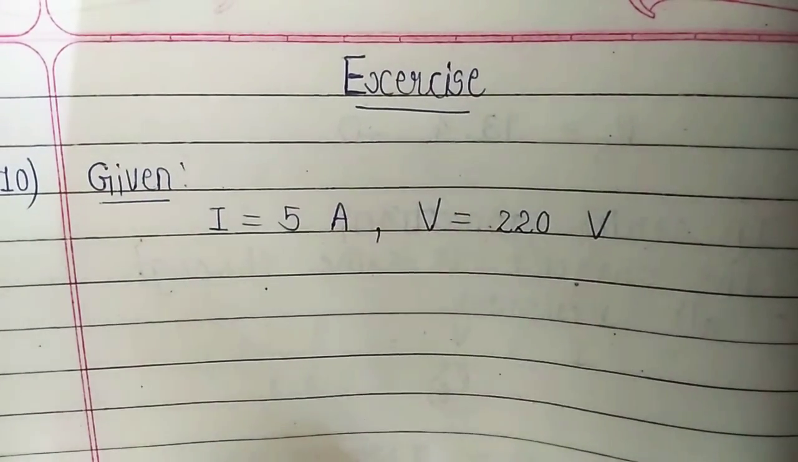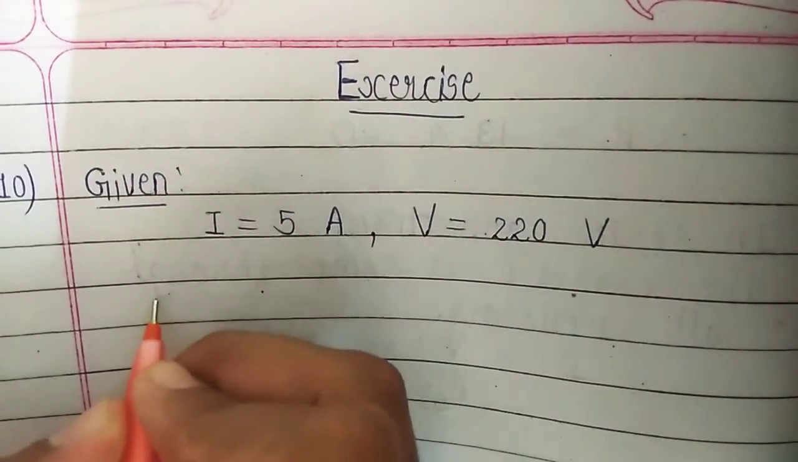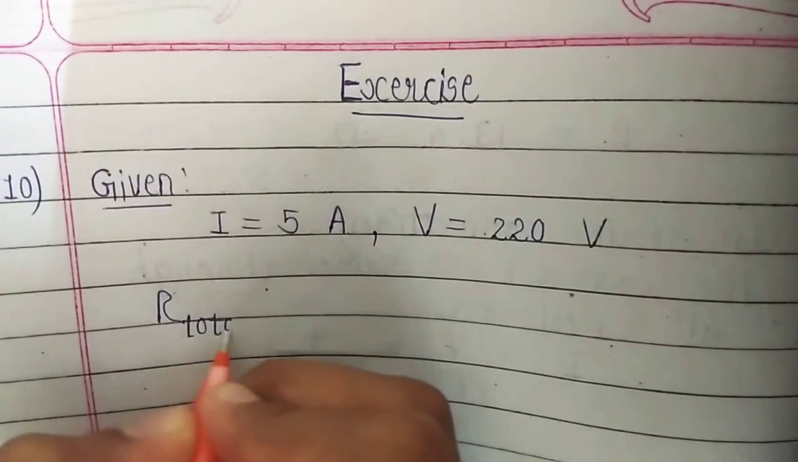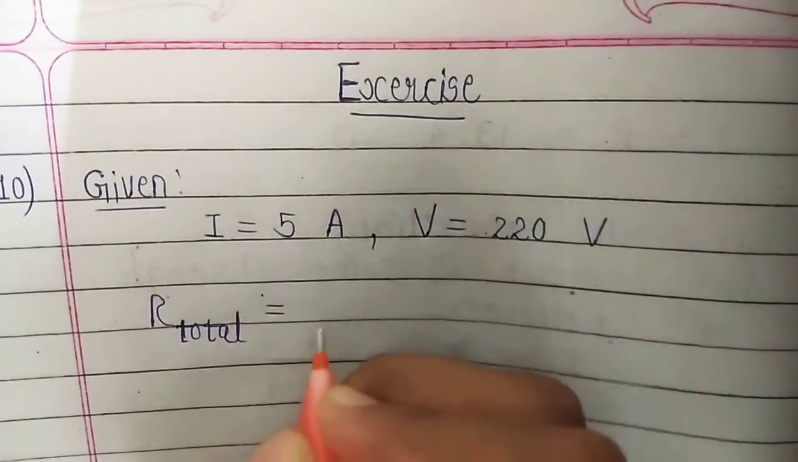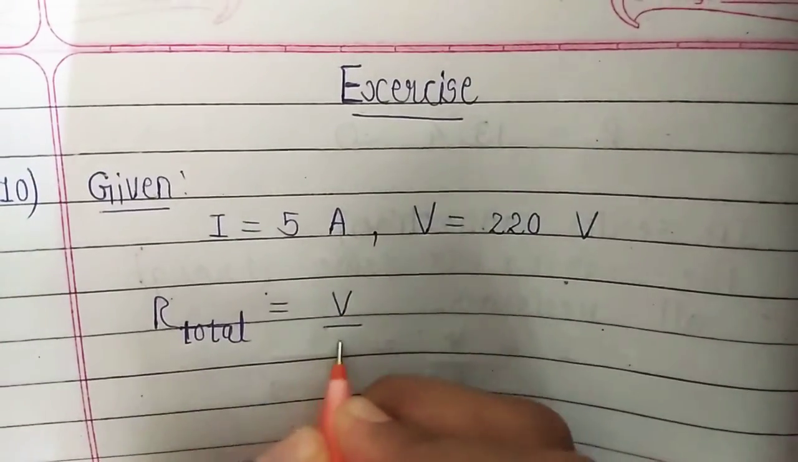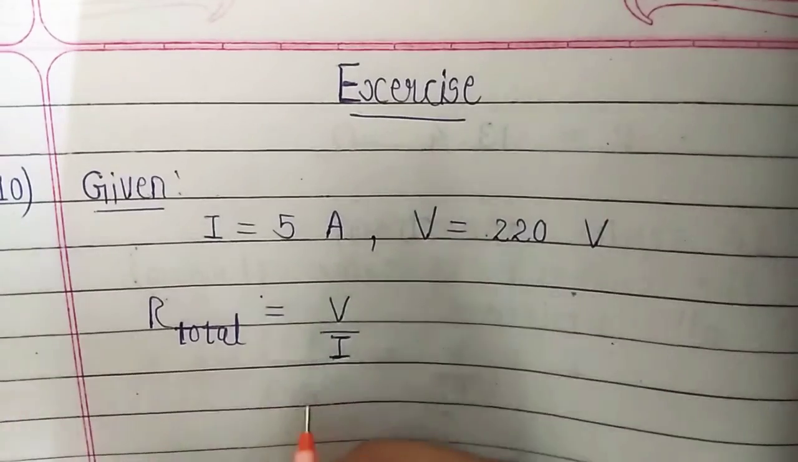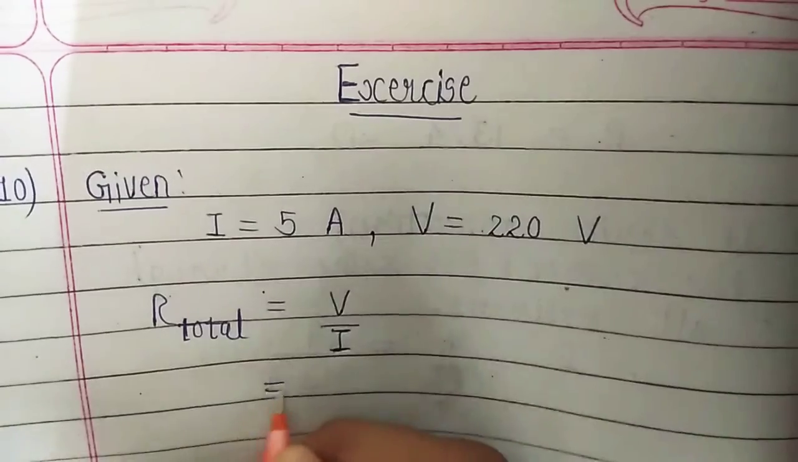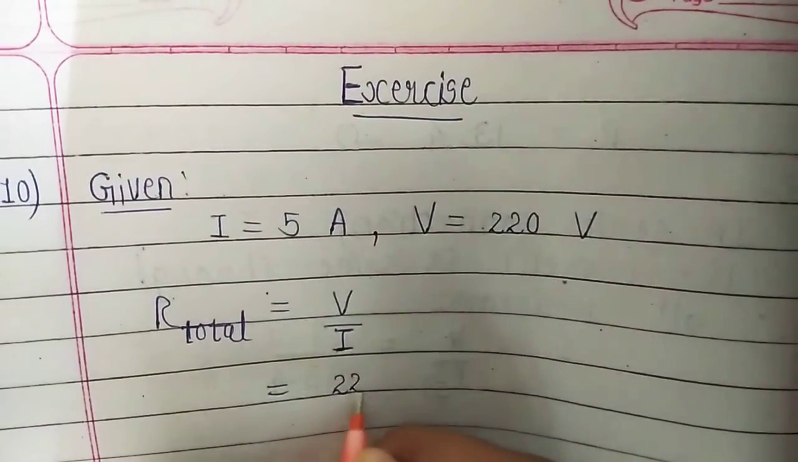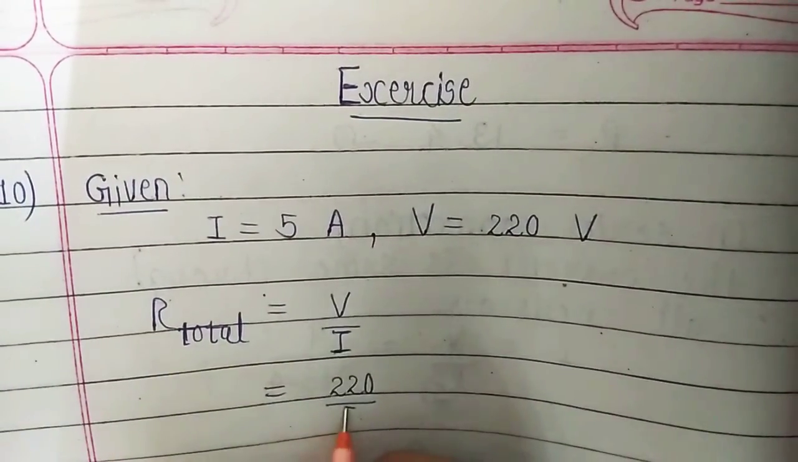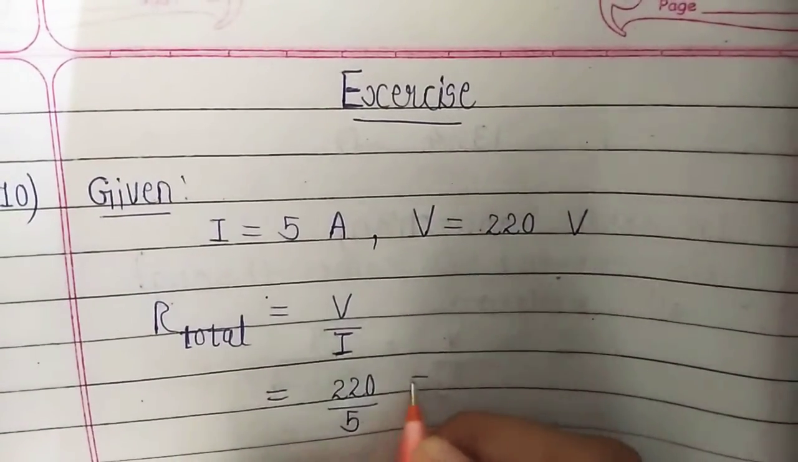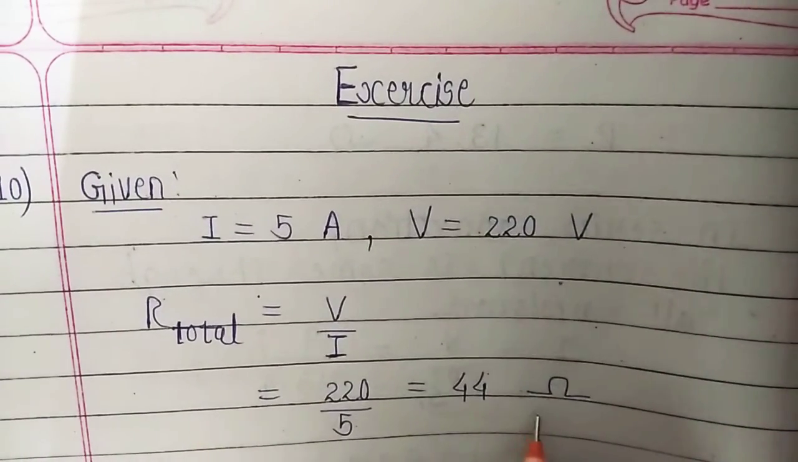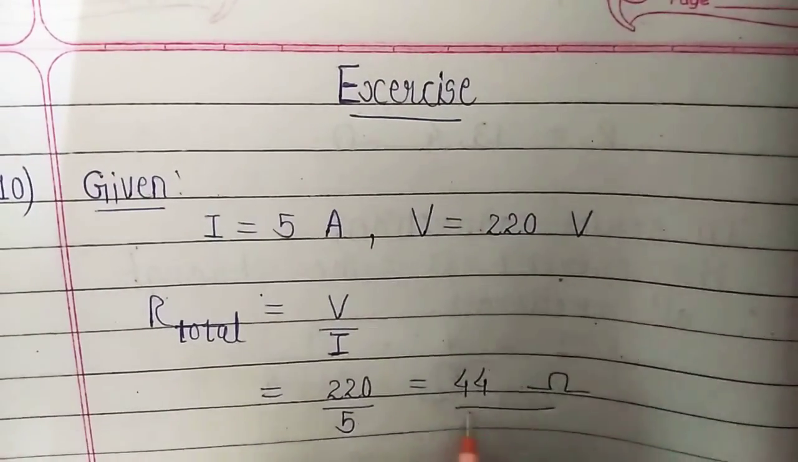Now, what will be the total resistance? If we want to find total resistance, we will represent it as R total. We have the formula R is equal to V divided by I. From where did we get this formula? From Ohm's law. So let us put the values. Voltage is 220 divided by I, which is 5. So we will get the answer as 44 ohm. This is R total, 44 ohm.